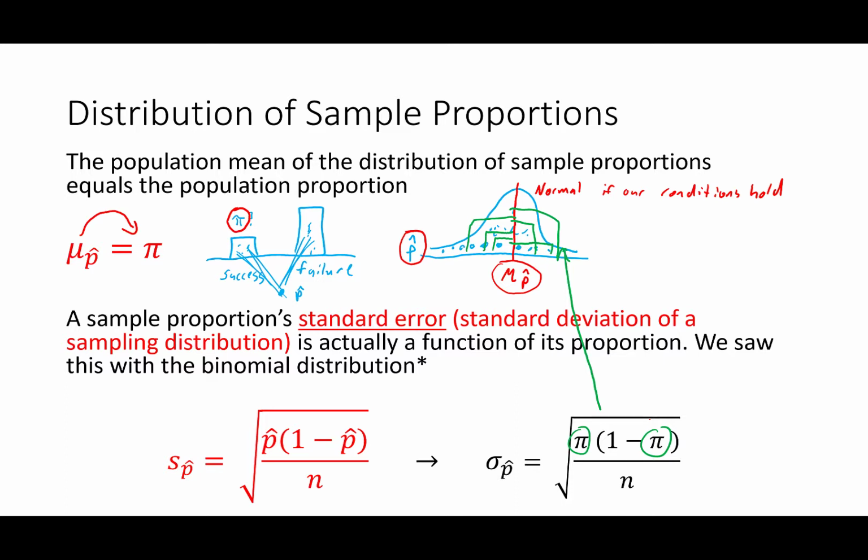But typically, we don't know pi. That's our population proportion. We're trying to estimate that. How could we ever know that? What we'll do is we'll use a sample proportion, our sample proportions, to try to estimate our population proportions, and we'll use this sample standard deviation to estimate our population standard deviation. If we can estimate the standard deviation of the sampling distribution, or our standard error, we'll be able to figure out probabilities and percentages associated with our distribution.